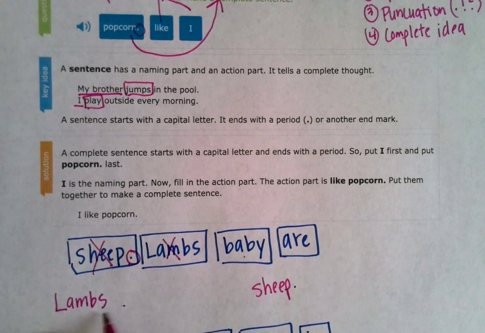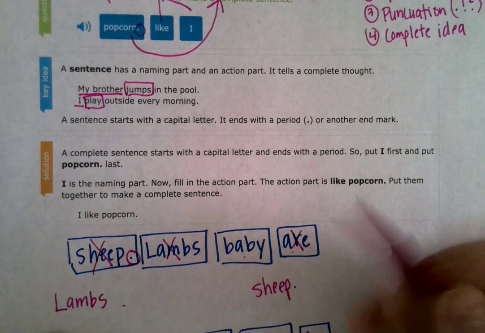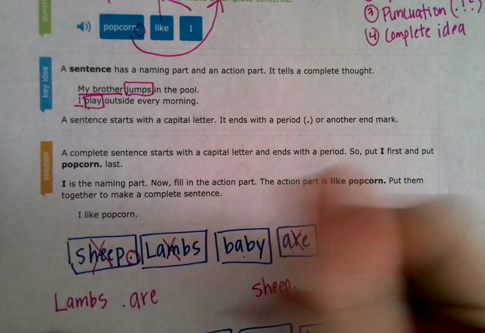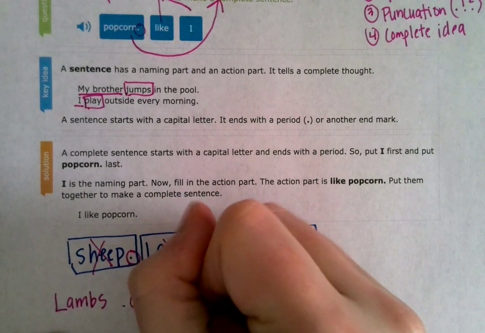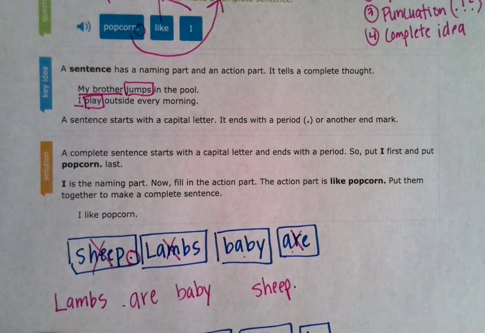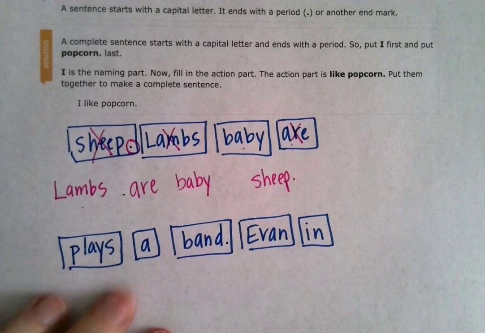So now I need to look for my action word. Is it baby or are? Are is my action word, so it's going to be are. And then baby is my last word. The other thing, you guys, is you can try it out. If I said lambs, baby, are, sheep, does that make sense? No. Lambs are baby sheep. That makes more sense.